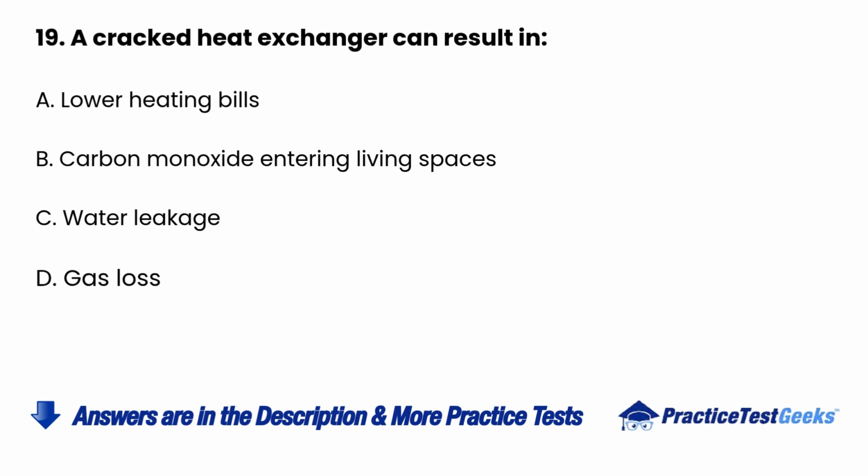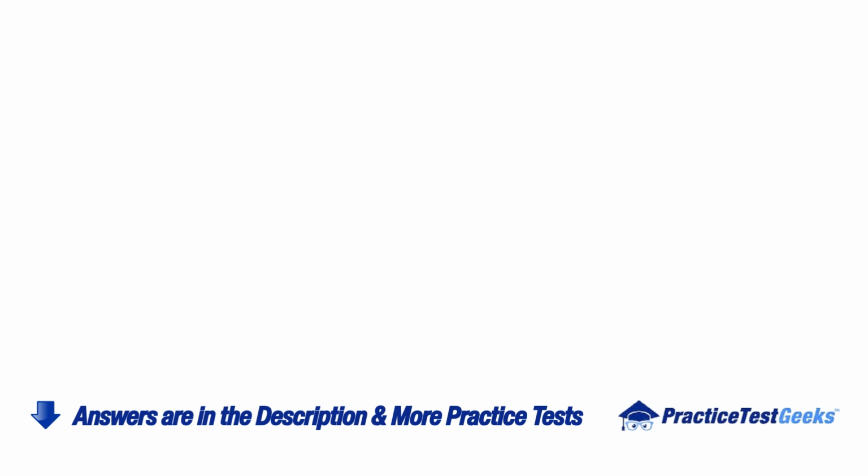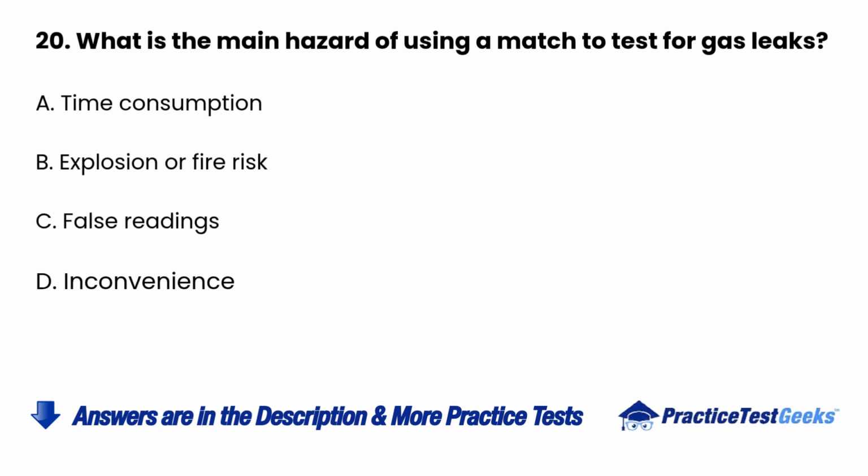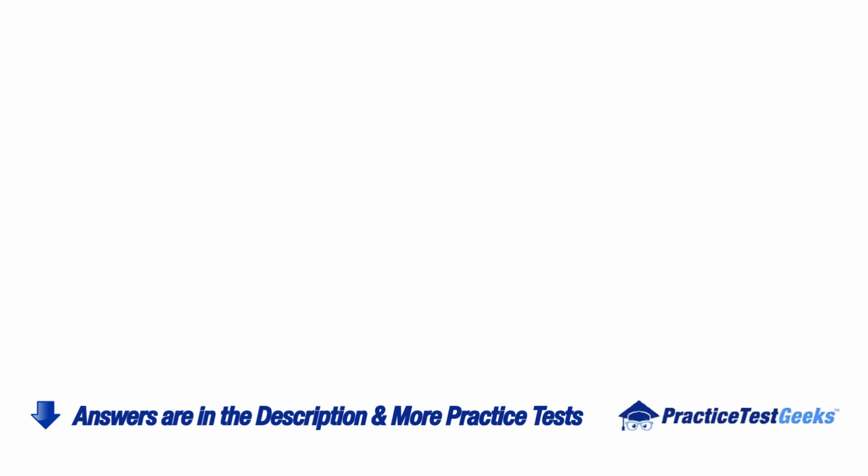19. A cracked heat exchanger can result in A. Lower heating bills. B. Carbon monoxide entering living spaces. C. Water leakage. D. Gas loss. 20. What is the main hazard of using a match to test for gas leaks? A. Time consumption. B. Explosion or fire risk. C. False readings. D. Inconvenience.